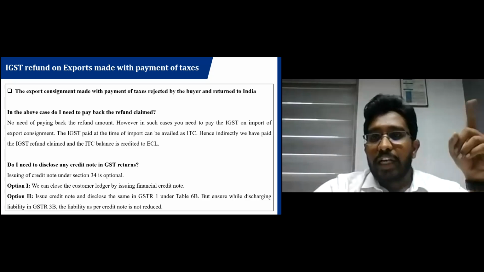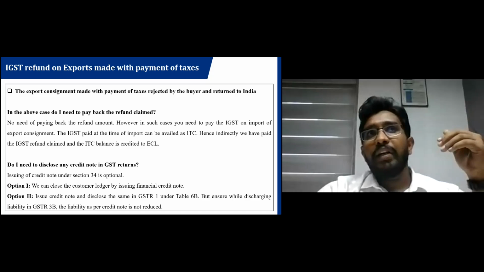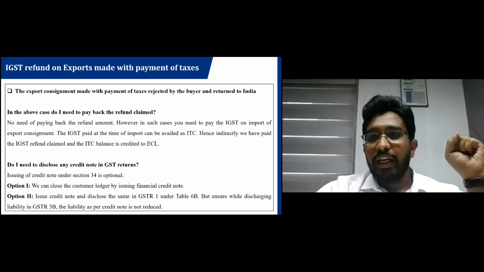The export was actually made with payment of tax. That means we have claimed a refund on that export. Now the export consignment is returning back to India due to quality issues. The first question that comes to mind is, do I need to pay back the refund claimed?